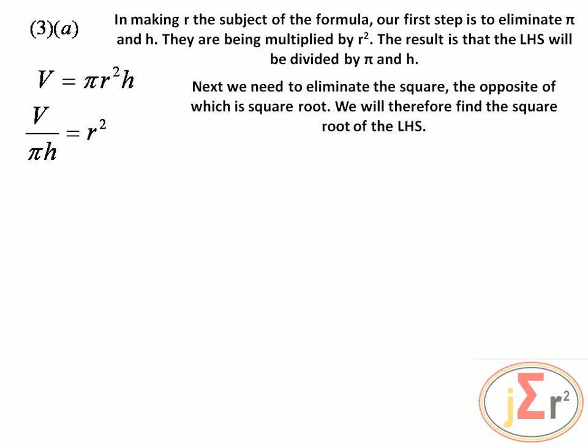Next, we need to eliminate the square. The opposite of square is square root. We will therefore find the square root of the right hand side, because by eliminating this square here, we need to find the square root of both sides. The square root will eliminate the square on the right hand side, and on the left hand side we have the square root of all of v over pi h, and that is equal to r. Appropriately place r on the left hand side.